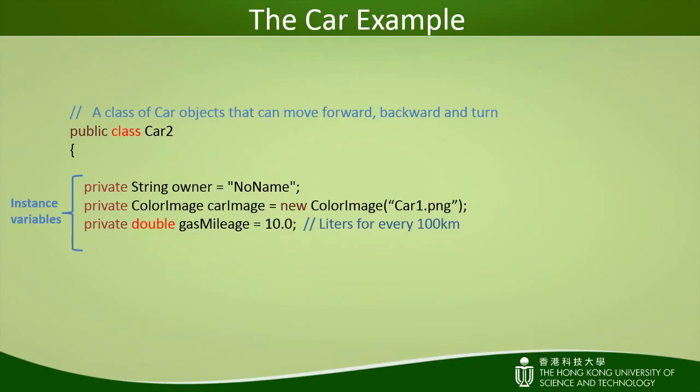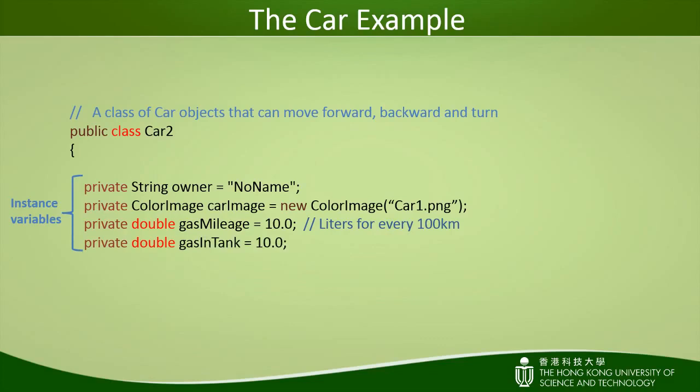An instance variable, gas mileage of double type, is declared for this purpose, and it is assumed that the value represents the amount of gas in liters used for every 100 km. We can easily change these to miles per gallon if you want.